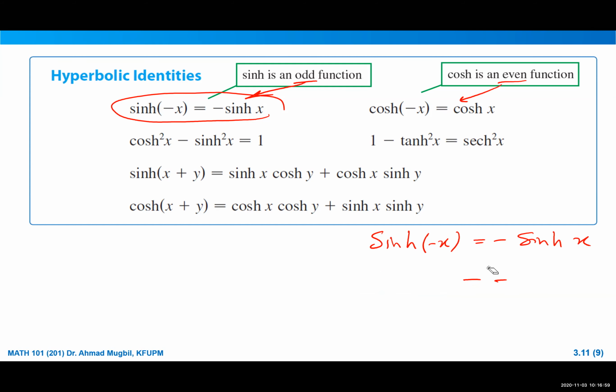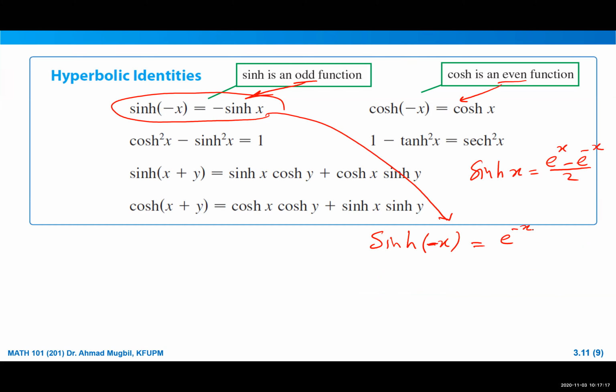How to prove this, Shabab? How to prove this identity? It is so easy. Just use the definition. Do you remember what sine hyperbolic x is? It is e to the power x minus e to the power negative x, over 2. So this will be e to the power, instead of x, you will put negative x, minus e to the power negative x, it will be plus x, all over 2.